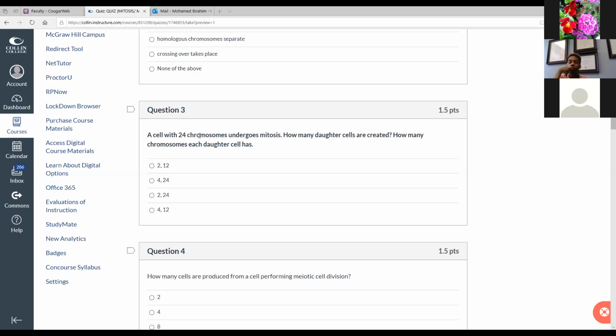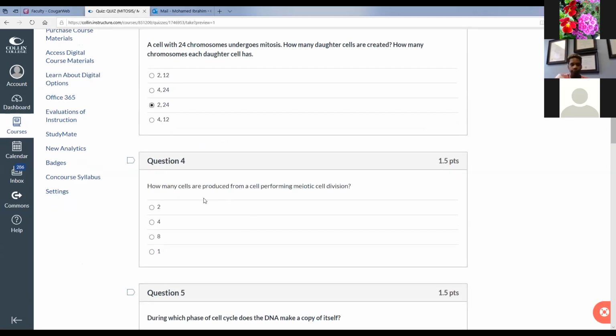In mitosis, you end up with two cells and they have the same number of chromosomes as the parental or original cell. So if a cell has 24 chromosomes and undergoes mitosis, you expect to see two cells, each with exactly the same number of chromosomes, no change. So the right answer here is two cells, each with 24 chromosomes, okay? Here it says how many cells are produced from a cell performing meiosis. Again, for meiosis, we are expecting to see 4 cells, okay?